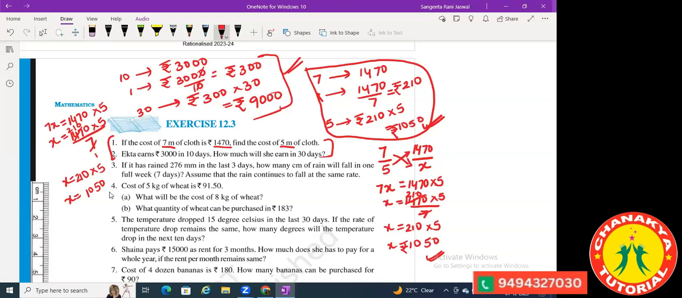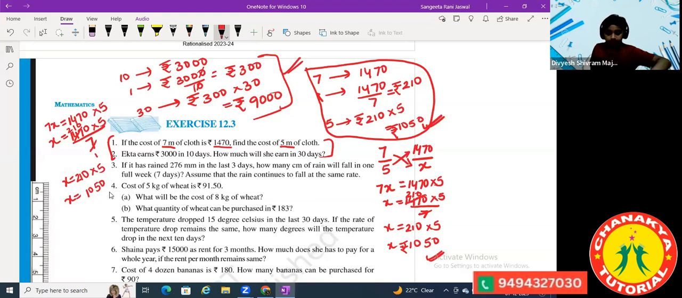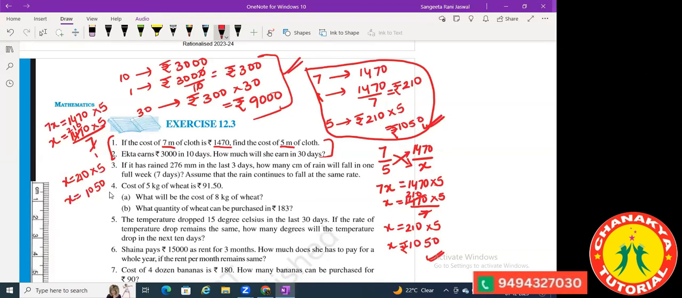So with the unitary method, what will you do? You will first find the cost of 1 kg. Then you will multiply with 8. So do with the unitary method first and afterwards do with the proportion method. Do with both methods, okay?